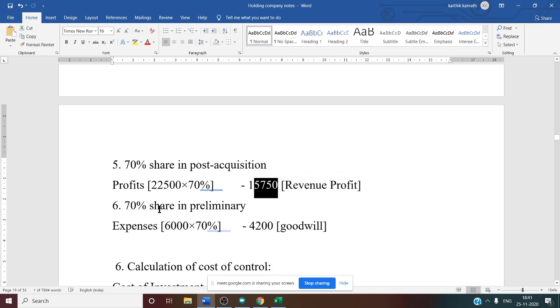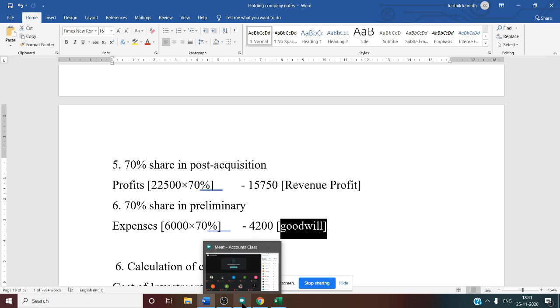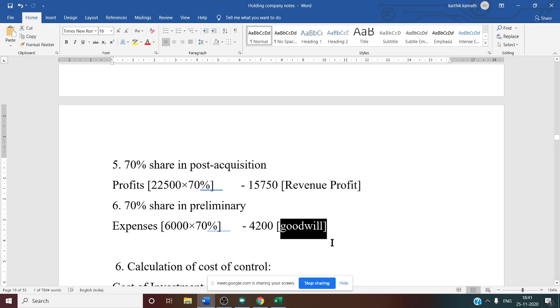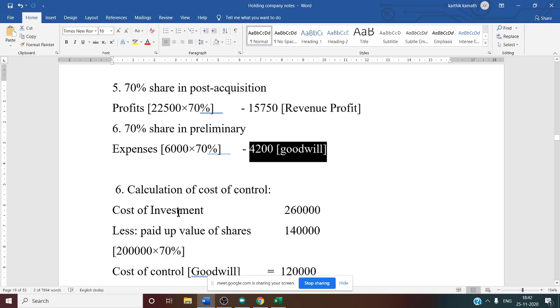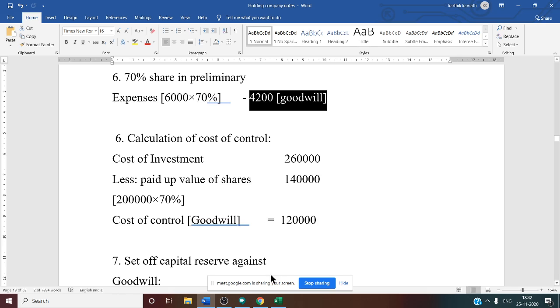Then there is 70% share in preliminary expense also. Why? Because it is a capital loss. 6,000 is the total preliminary expense. You take 70%, you get 4,200. This 4,200 is a capital loss, and capital loss as per Accounting Standard 21 is treated as goodwill. So write goodwill in front of preliminary expense. So this is working note number 5 consisting of 6 points, that is the calculation of majority interest. After this, we can easily calculate cost of control.